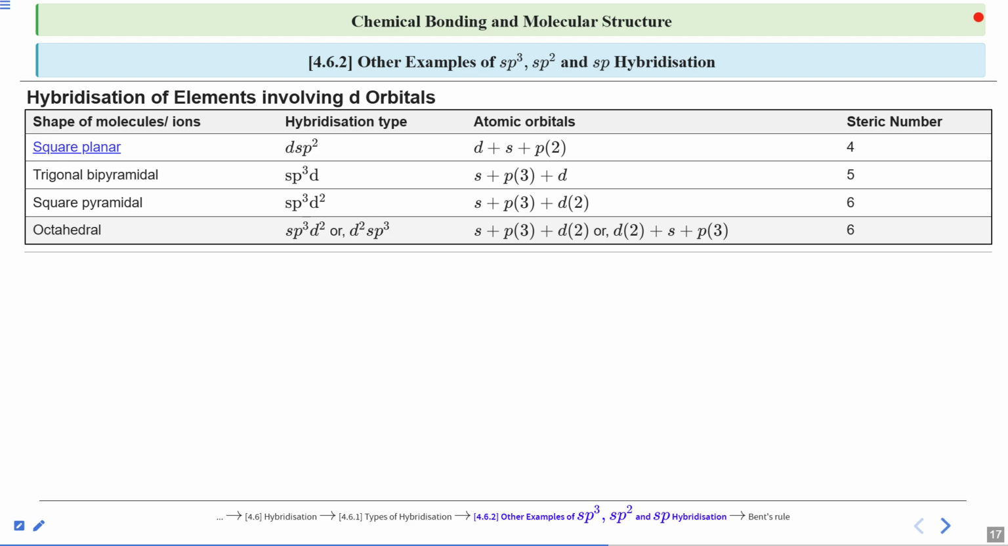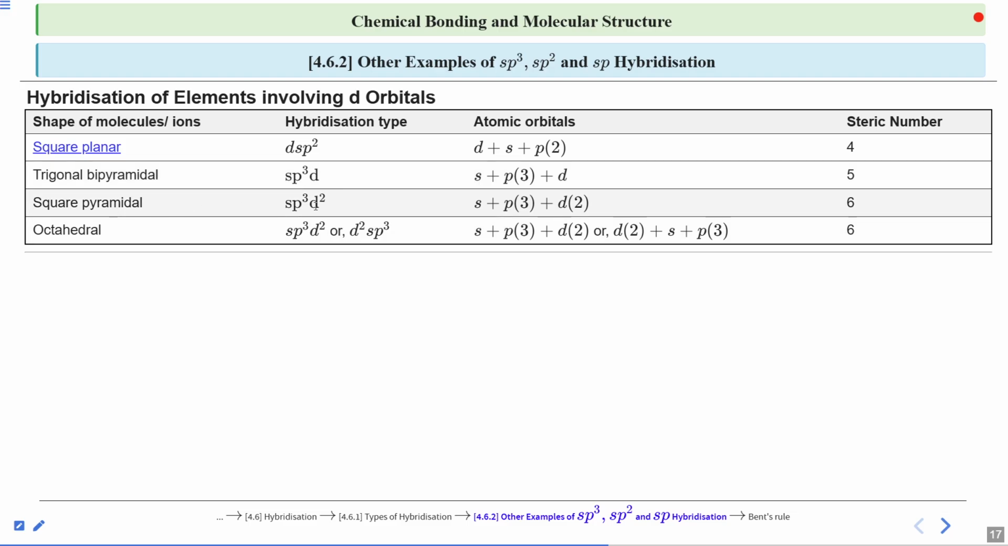Similarly, for your steric number of 4, you often see the tetrahedral. Square planar is not that prominent. In the case of 5, the shape will be trigonal bipyramidal. Now remember this hybridization. The first one is dsp2. Again, 4 orbitals are involved. Trigonal bipyramidal, 5 orbitals are involved. So the hybridization is also the same, and the steric number is also 5.